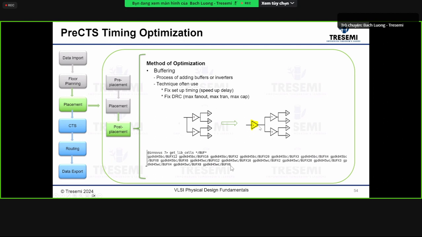That's called buffering. In the library, you can do a get_lib_cells with buff, and you see different drive strengths, say 12x, 16x, 2x, 20x, 3x, and so on. So there's more than one buffer available, and we'll talk more about why there are different drive strengths later on. So basically buffering is adding buffers or inverters in the path to fix timing or to fix DRC: max fanout, max transition, max cap.